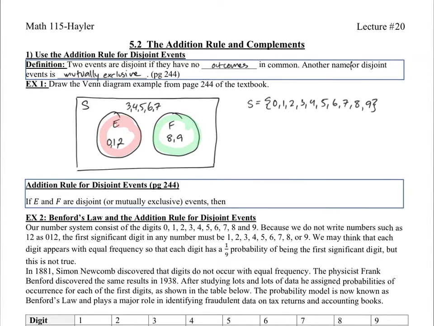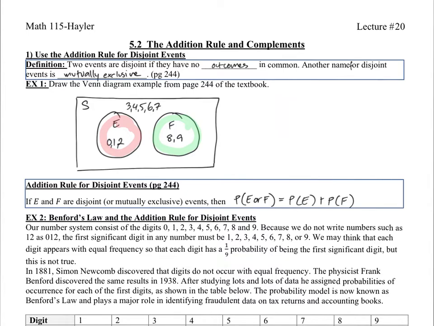Now let's take a look at the addition rule right below. The addition rule for disjoint events: if E and F are disjoint, so they have nothing in common, or mutually exclusive, then the probability of seeing event E or event F happen is going to be the probability of E plus the probability of F. So let's view that with the example right up above here.